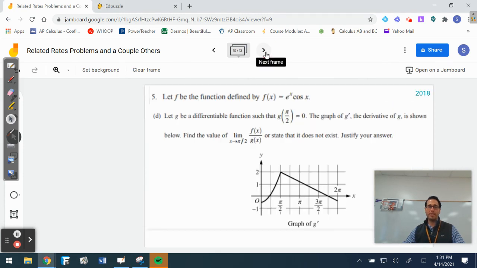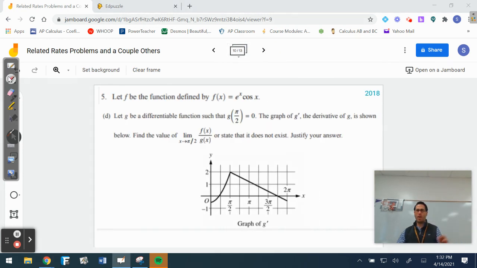I think there is a part D, and there was a reason why I didn't have that graph. I should have trusted myself, right? We don't need that graph until this piece right now. Let g be the differentiable function such that g of pi over 2 equals 0. The graph of g prime, the derivative of g, is shown below. Find the value of the limit as x approaches pi over 2 of f of x over g of x, or state that it does not exist. Justify your answer. Okay, so it's a limit.